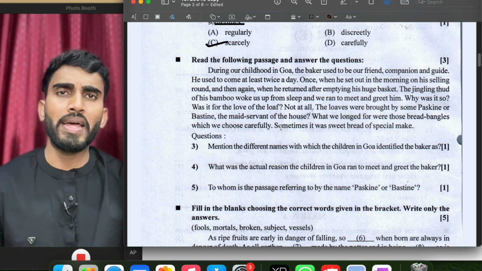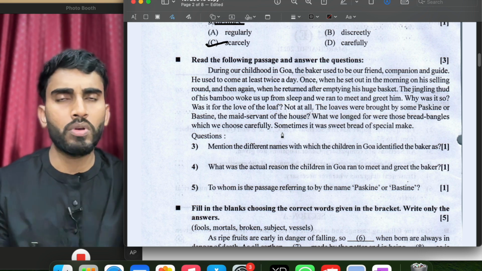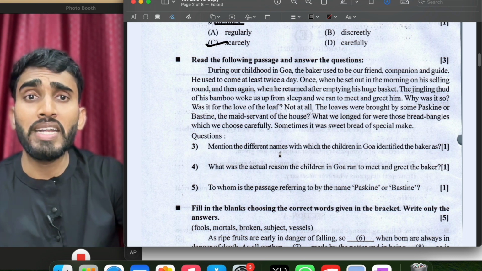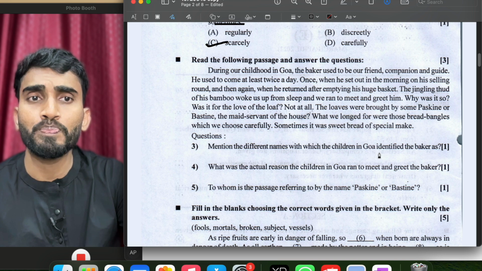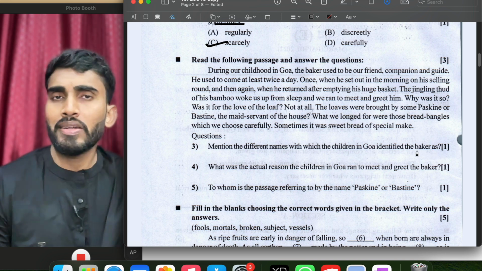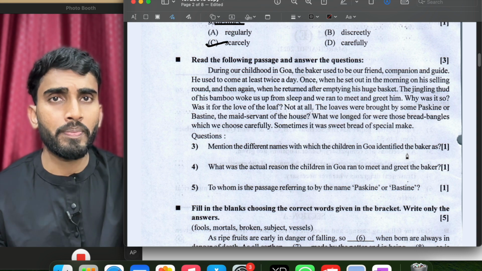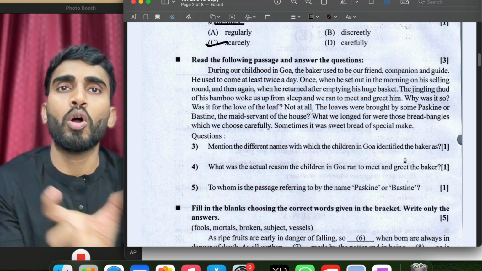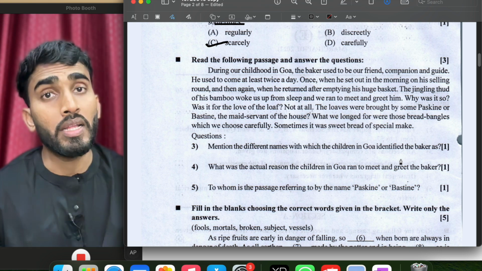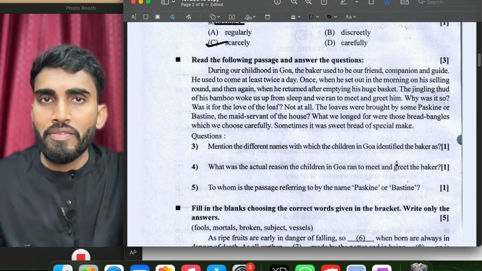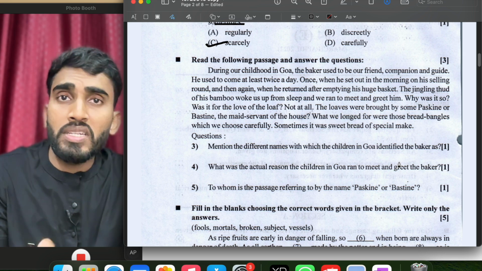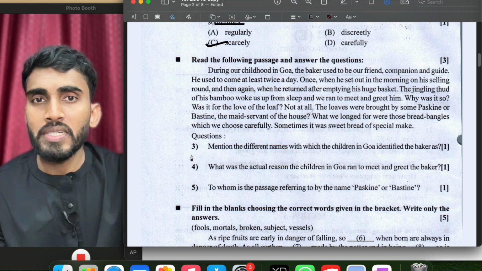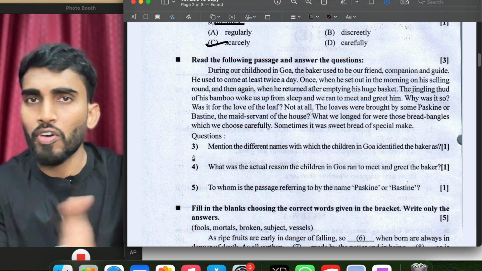After reading the paragraph once in detail with complete focus, it will be very easy to get the answer from the paragraph. The question is, mention the different names with which the children in Goa identified the baker. I have seen students make the mistake of directly picking up the sentence from the paragraph and just copying it down in the answer sheet. This technique may work sometimes but not every time. It depends on the question and the sentence in the paragraph. Here you have to write the answer in complete sentence form using the sentence from the question.